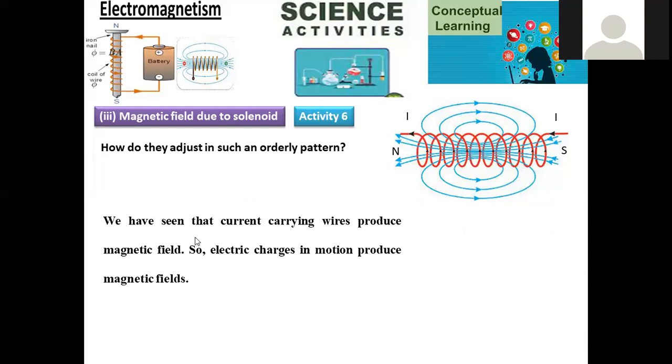So here is the conclusion for this solenoid experiment, activity number 6. We have seen that current carrying wires produce a magnetic field. Whenever current is moving, the movement of current is nothing but the movement of electrons. While electrons are moving, they generate the magnetic field as well. That is clearly identified by taking iron filings, and whenever they are sprinkled around, they align in the proper position because they are experiencing the magnetic field.